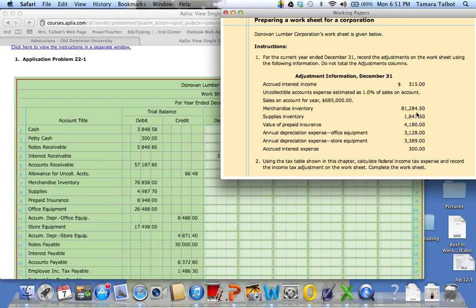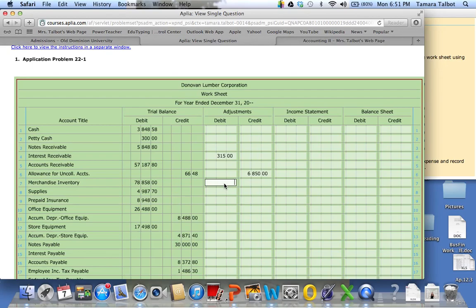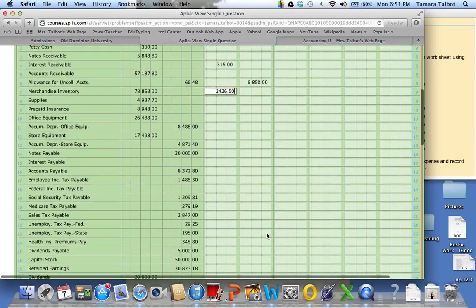$81,284.50 minus this merchandise inventory, $78,858. So it's $2,426.50, and that'll be a debit because this one is smaller. And we will credit income summary.